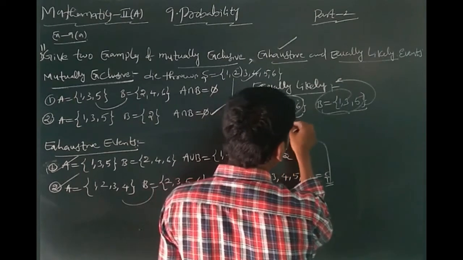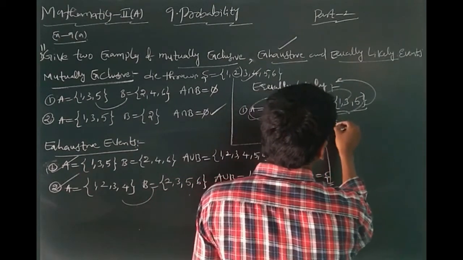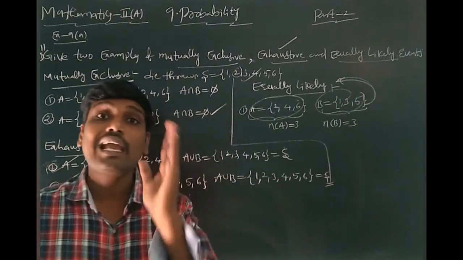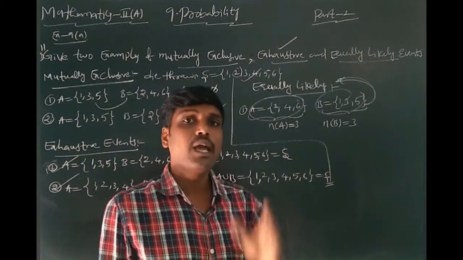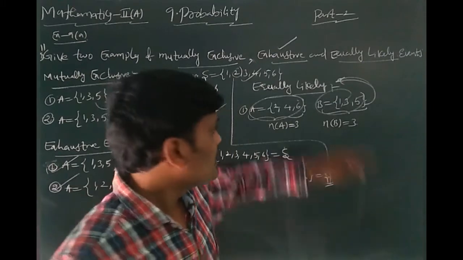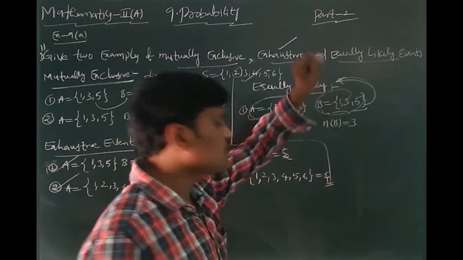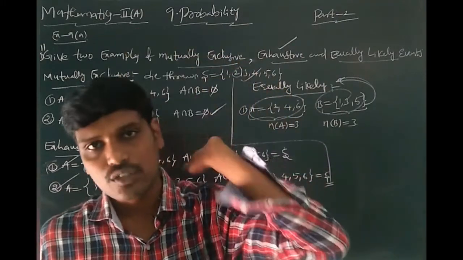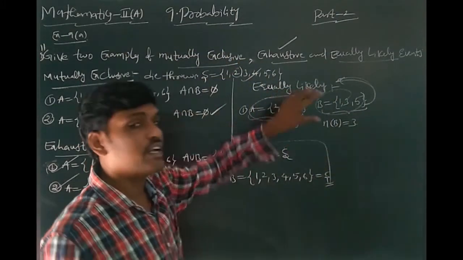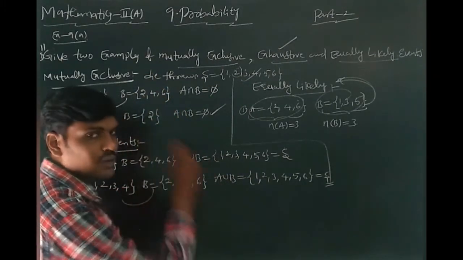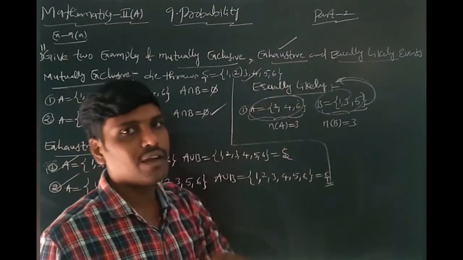Here n of A is 3 and n of B equals 3. Those events are called equally likely events. This is also called mutually exhaustive events, and also mutually exclusive events. In this example you can use 3 events: mutually exclusive, mutually exhaustive, and equally likely.